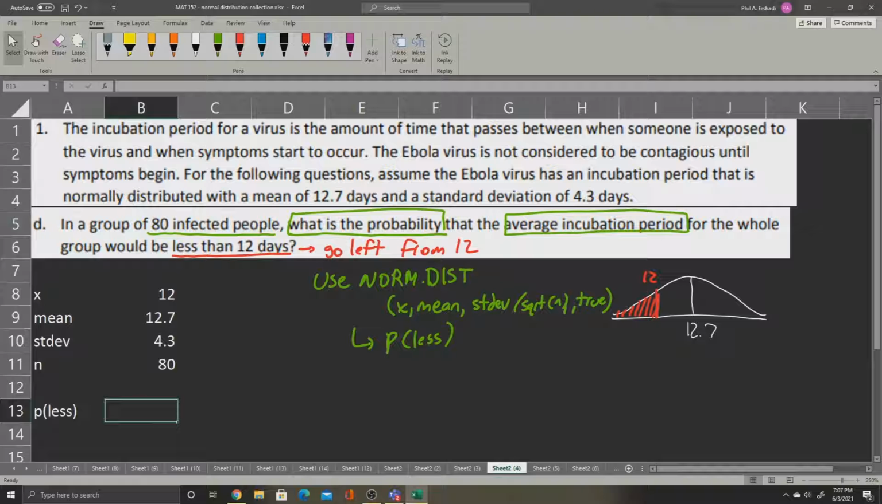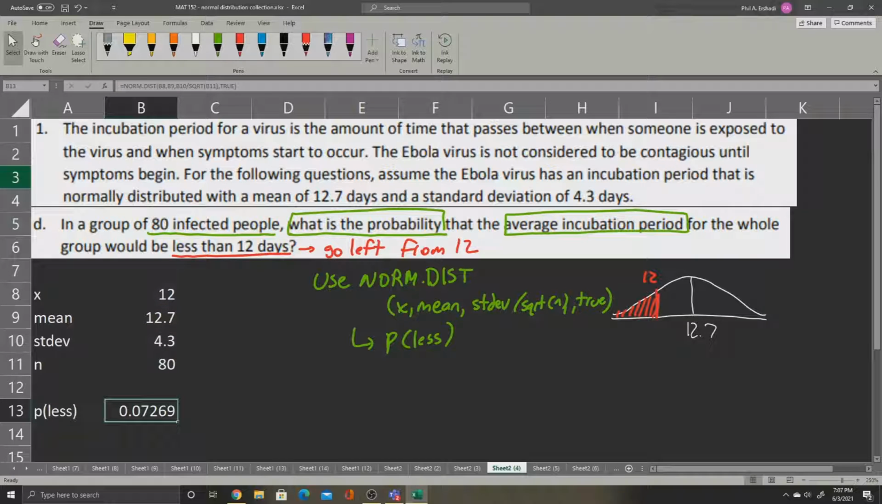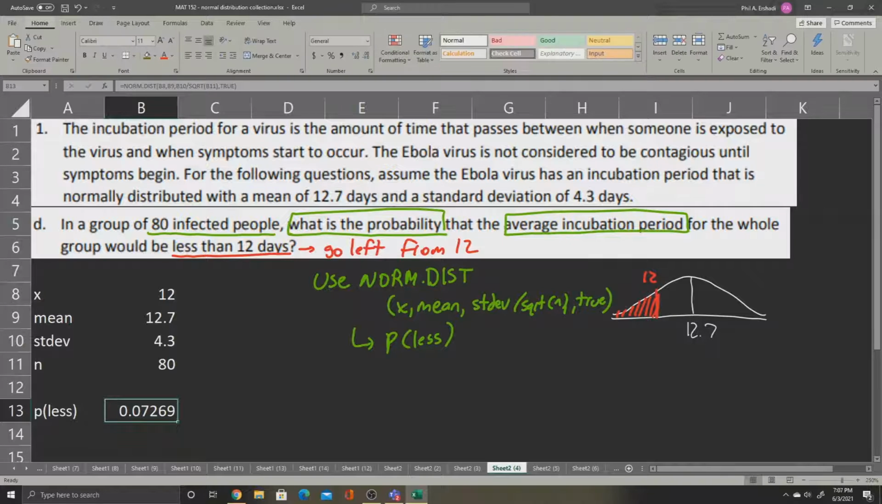Now, for p less, we'll say equals norm.dist. Click x, comma, mean, comma, standard deviation divided by square root of n, comma, true. Press enter, and we can find that our probability of being less than 12 is 0.07269. This will be our answer for part D.